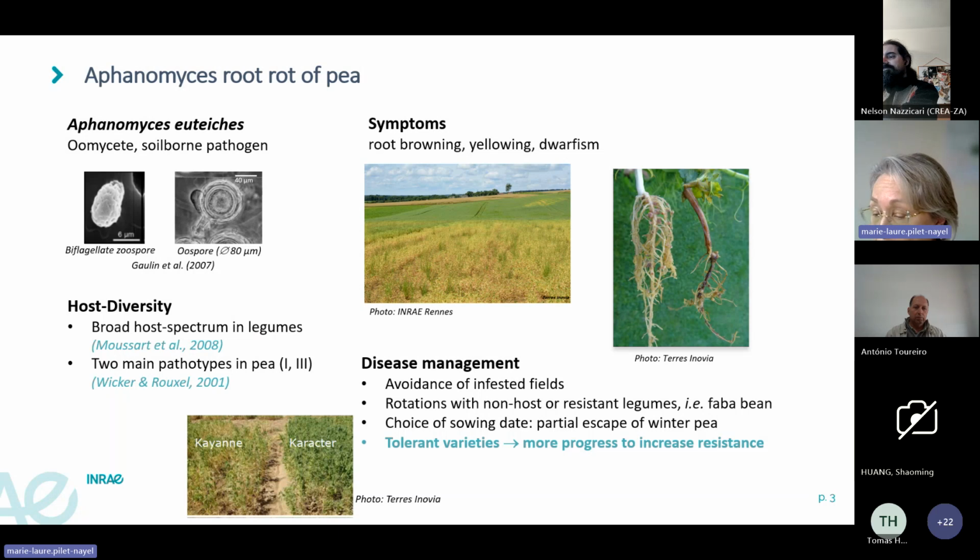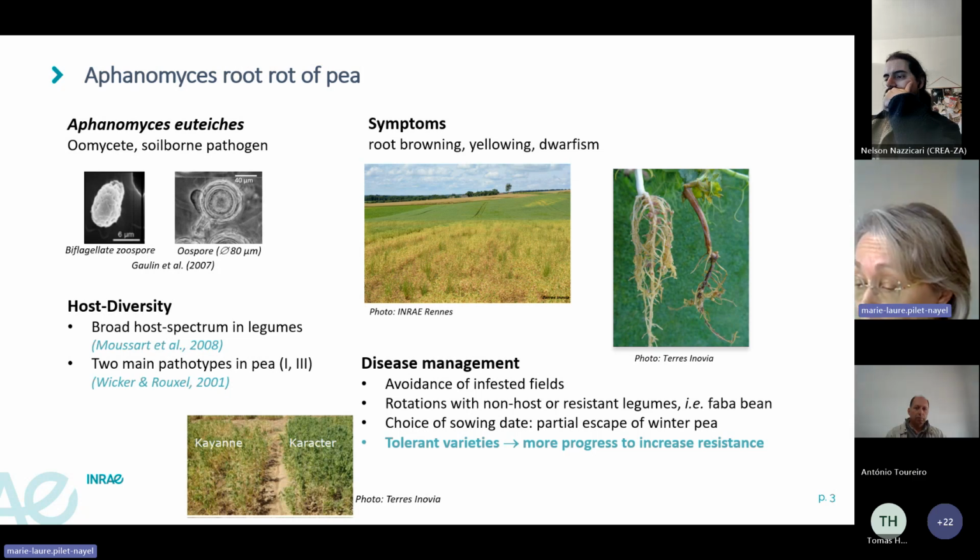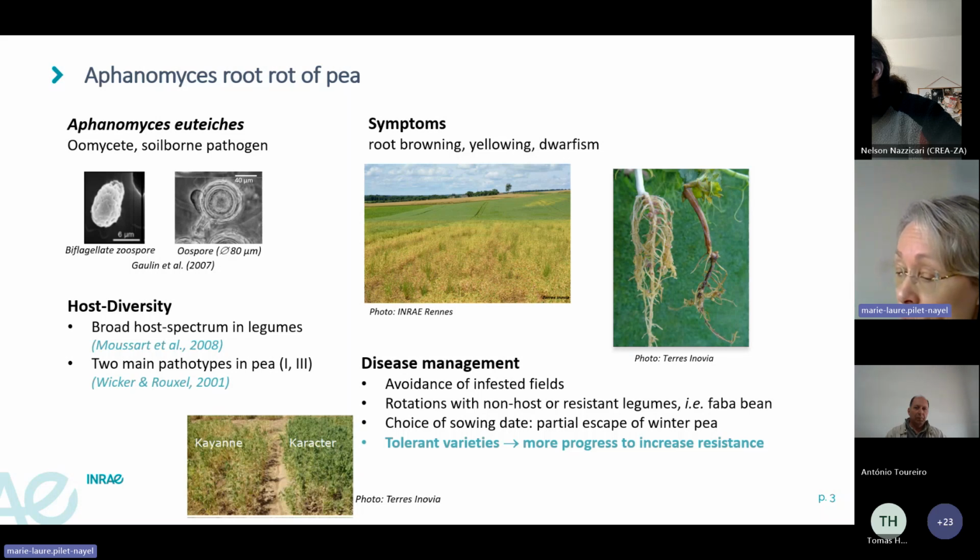Disease management methods include the avoidance of infested fields, rotations with non-host or resistant legumes, such as faba bean, and the choice of sowing date, with winter peas, which have been shown to partially escape the disease. And also tolerant varieties have now been available in France for about 5 years, but still requiring more progress in pea breeding to increase resistance levels.